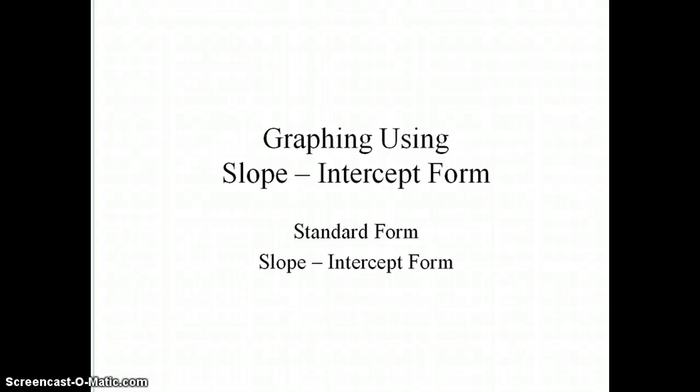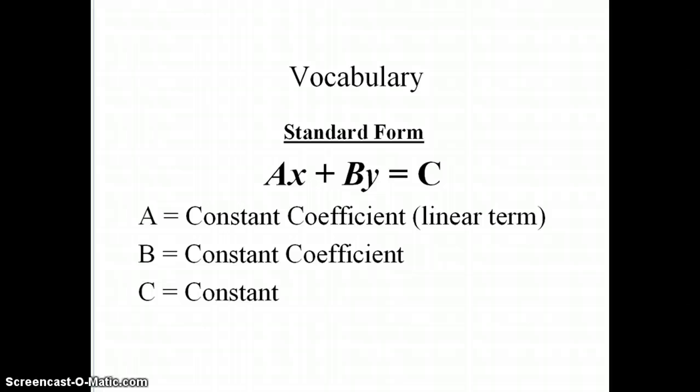Welcome to pre-algebra graphing using slope-intercept form. We will review standard and slope-intercept form today to begin with. First one, standard form is in the form ax plus by equals c, where a is the constant coefficient on the linear term, b is the constant coefficient on the y term, and c is the constant.